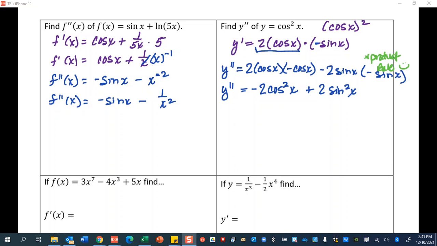Why is it minus 2 sin x? Because when I took the derivative of cosine, it's minus sine. Oh, it's negative sine. Yeah.